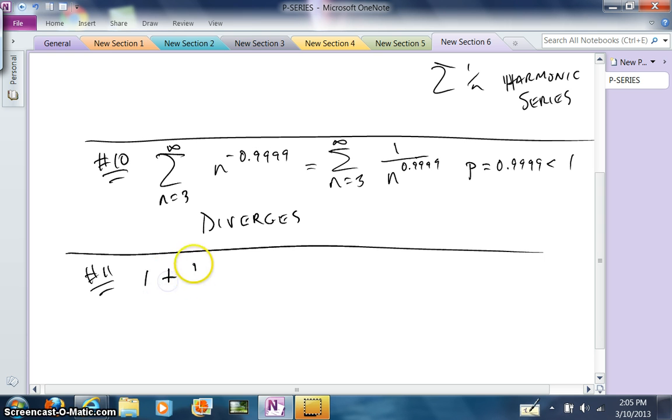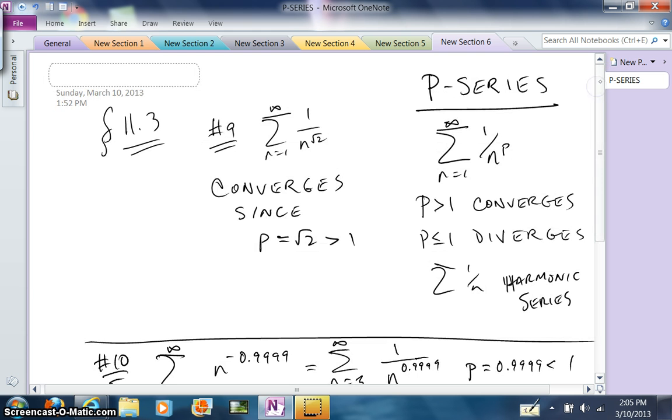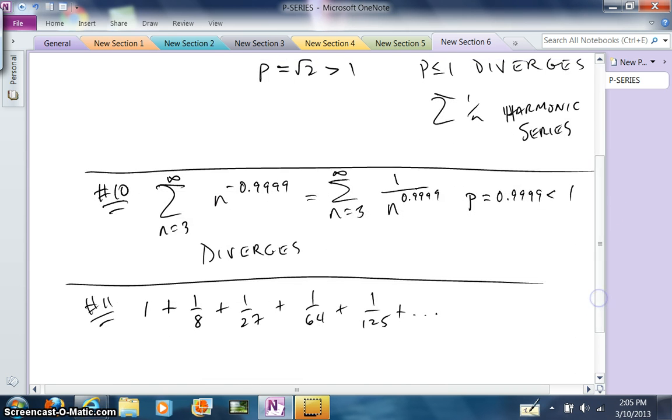So we have 1 plus 1 over 8 plus 1 over 27 plus 1 over 64 plus 1 over 125. Okay, now it's given in this form. So when you had a nice formula, just look back here. Here we got 1 over n to the p. They put a little root 2 there to make it a little bit confusing, but you could recognize that. Here they disguised it a little bit by changing it to a negative exponent.